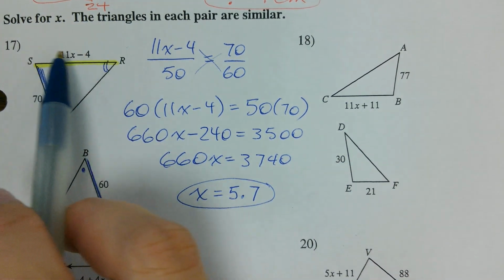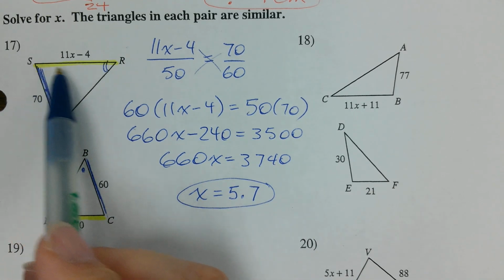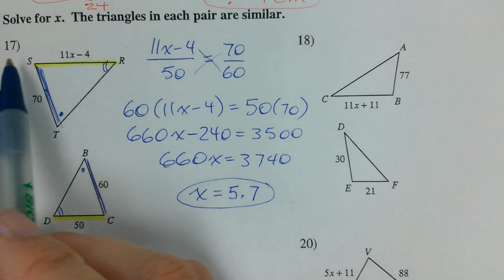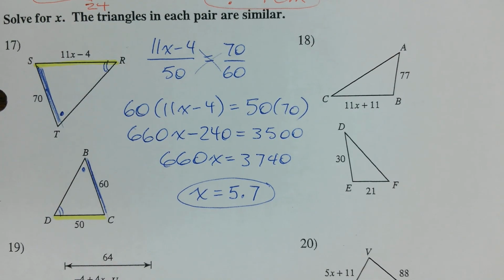So how long is this length right here then? 11 times 5.7 minus 4. That means this length right here is 58.7 centimeters, for example.